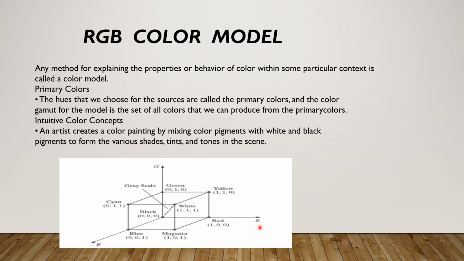On the x-axis we have taken red, on the y-axis we have taken green, and on the z-axis we have taken blue. According to that we have mentioned the coordinates. For red we have taken 1,0,0 on x, and green 0,1,0 on y. Between red and green there comes yellow, between red and blue there comes magenta, and between green and blue there comes cyan. This is shown according to the coordinates, and at the origin it is shown as black.